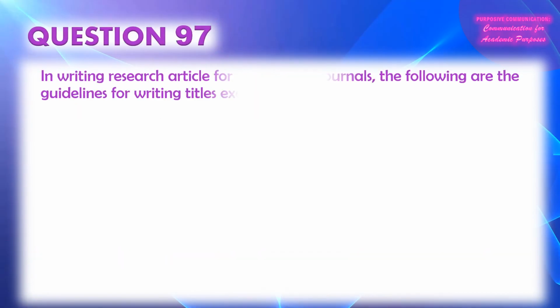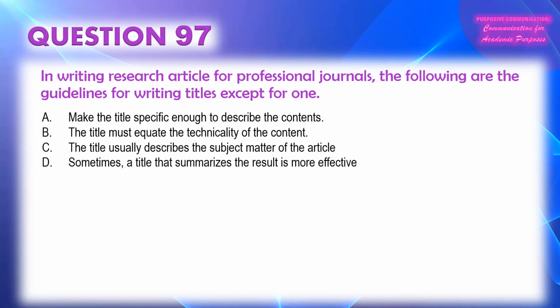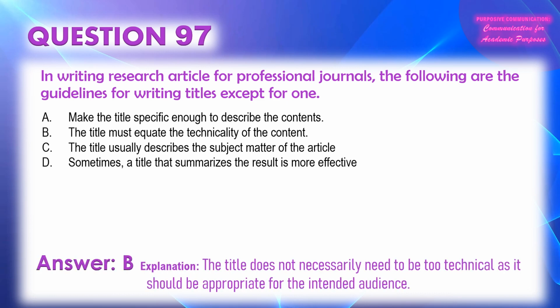Question 97. In writing a research article for professional journals, the following are the guidelines for writing titles except for one. Answer B. The title must equate the technicality of the content. The title does not necessarily need to be too technical as it should be appropriate for the intended audience.